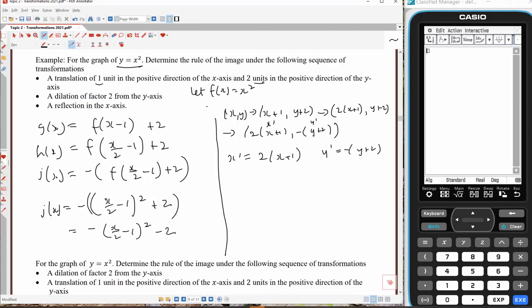Okay, so what we want to do is sub x and y in, so we need to make x and y the subject. x dash on 2, take 1 equals x. y dash over negative 1, take 2 equals y. Let's pop them in. So I've got y over negative 1, take 2 equals x on 2, take 1 all squared. Right, so what I'll do is add 2 to both sides.